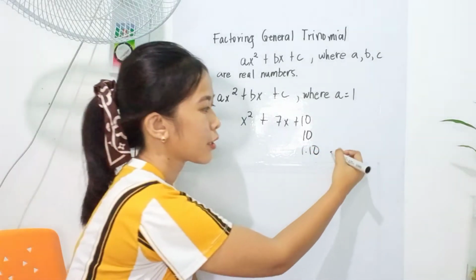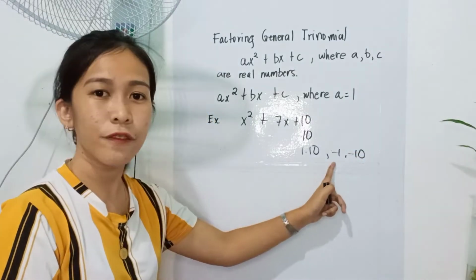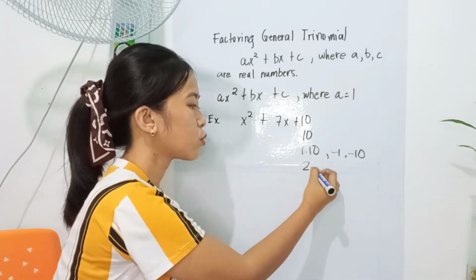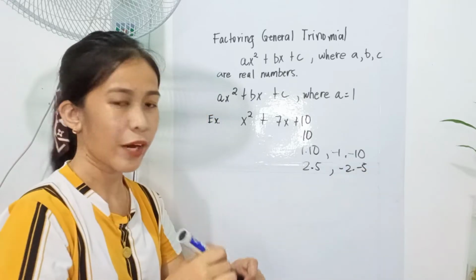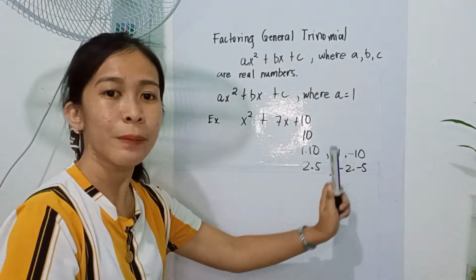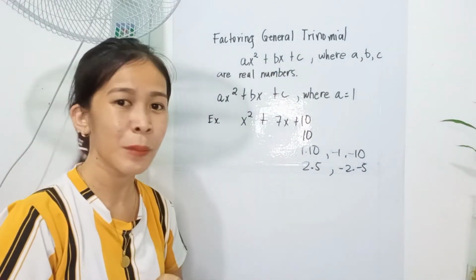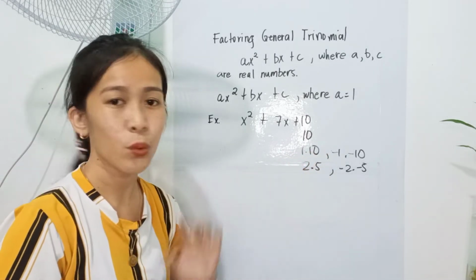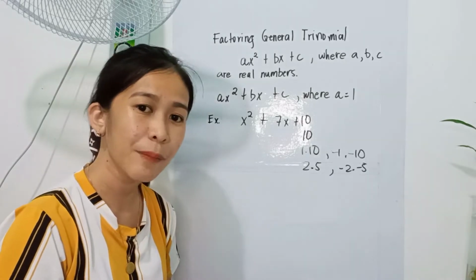And vice versa, negative 1 times negative 10. Right? Kasi negative times negative is positive. Right? And of course, we have 2 times 5 or negative 2 times negative 5. 2 times 5 is 10. Negative 2 times negative 5 is positive 10. Right? So, as you can see, hanggang dyan na lang yung mga factors ni 10. Meron lang tayong 1, 10, tsaka 2, and 5. Wala na. 3, wala naman tayong multiply kay 3 para maging 10 yung sagot. Tama? 4, wala din. Therefore, ito lang yan.